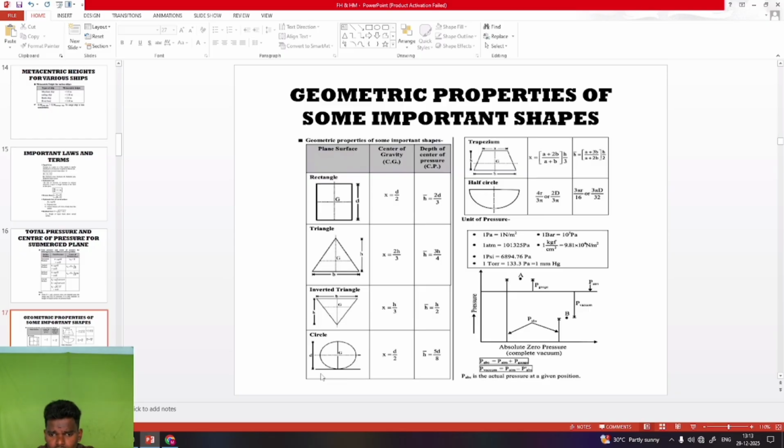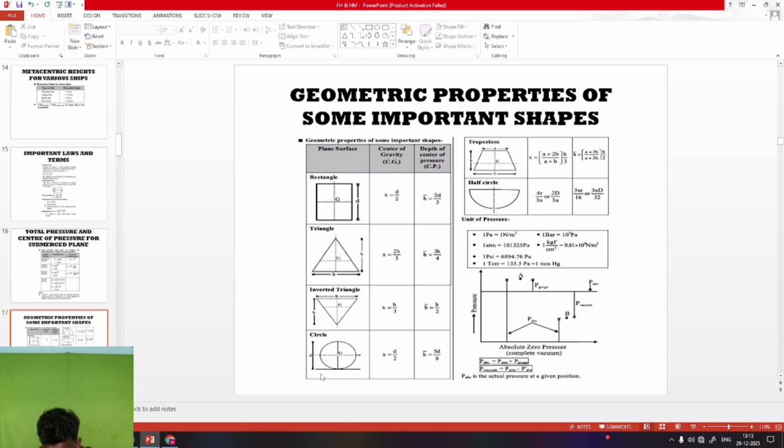The units of pressure: 1 pascal is equal to 1 newton per meter square, and 1 atmosphere, 1 atm, is equal to 101325 pascal, and 1 psi is equal to 6894.76 pascal, and 1 torr is equal to 133.3 pascal, equal to 1 mm Hg, and 1 bar is equal to 10 power 5 pascal, and 1 kilogram-force per centimeter square is equal to 9.81 into 10 power 4 newton per meter square.